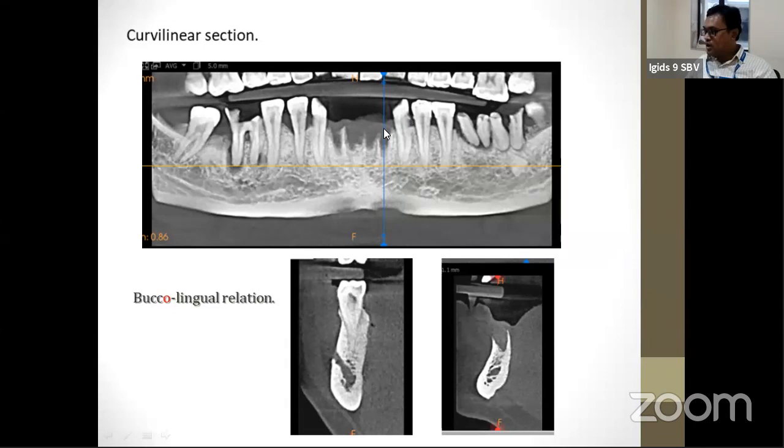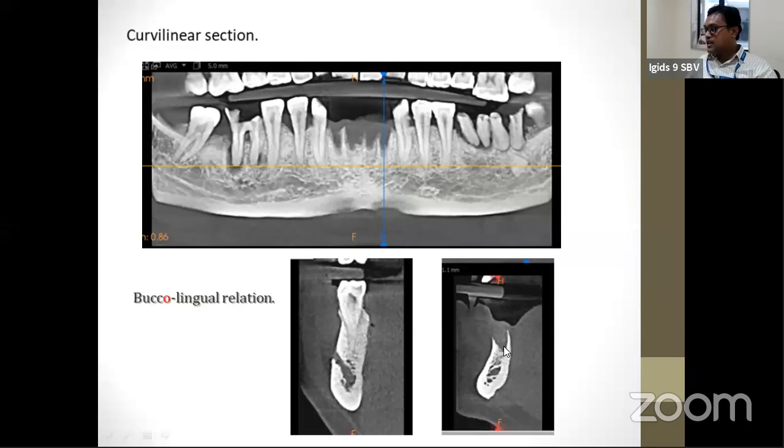Likewise, you see the blue axis here. Now this is a socket, an extracted tooth socket. So I have aligned my axis here, and this is an image of the axis. Now you are looking at the same extracted socket in a buccolingual relation here. You're looking at a curvilinear section, you are kind of looking at the socket from the front, right? More of a coronal view axis. But here you are getting a buccolingual view of the socket.